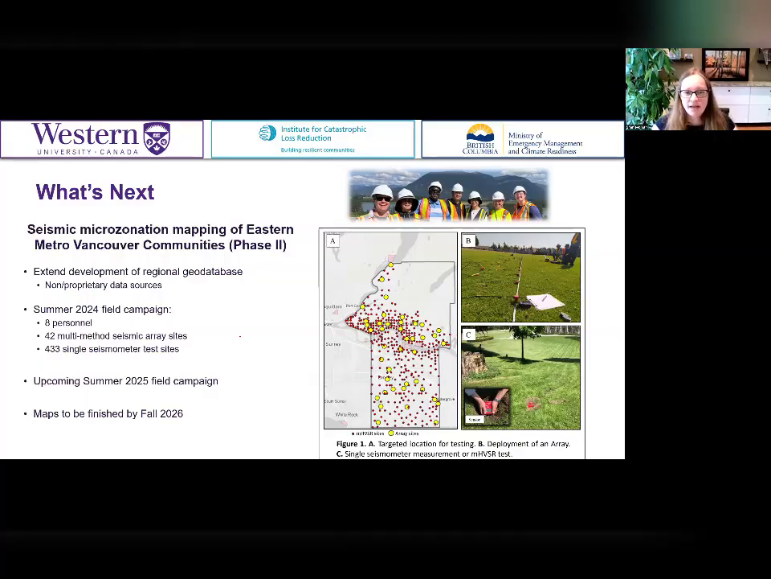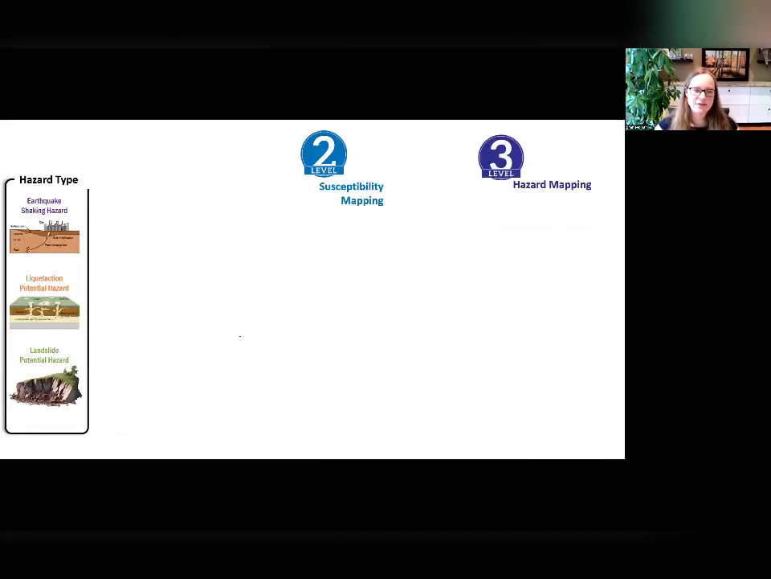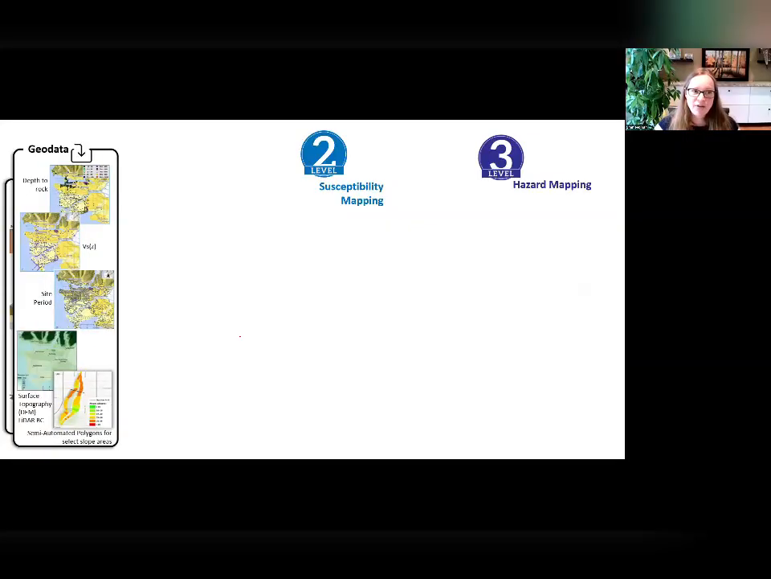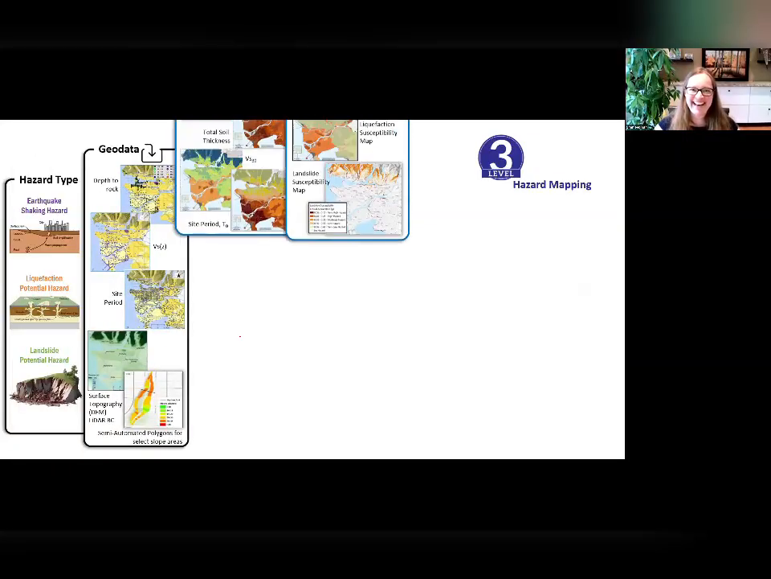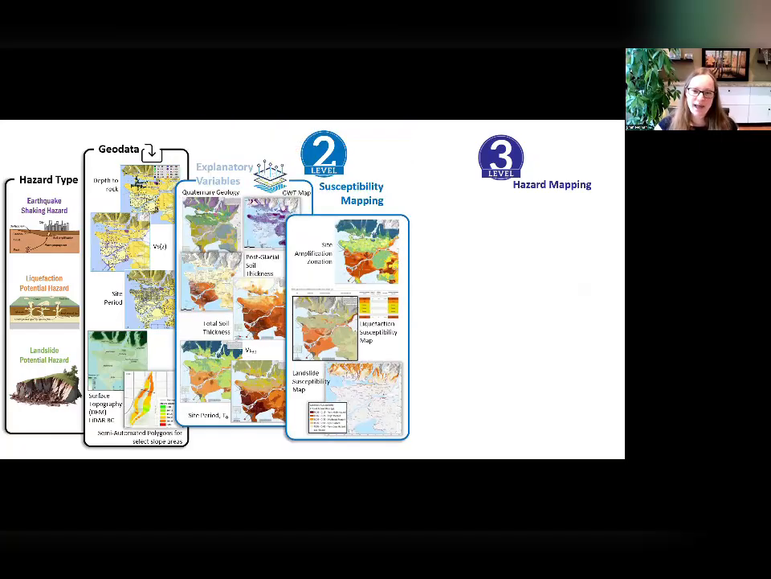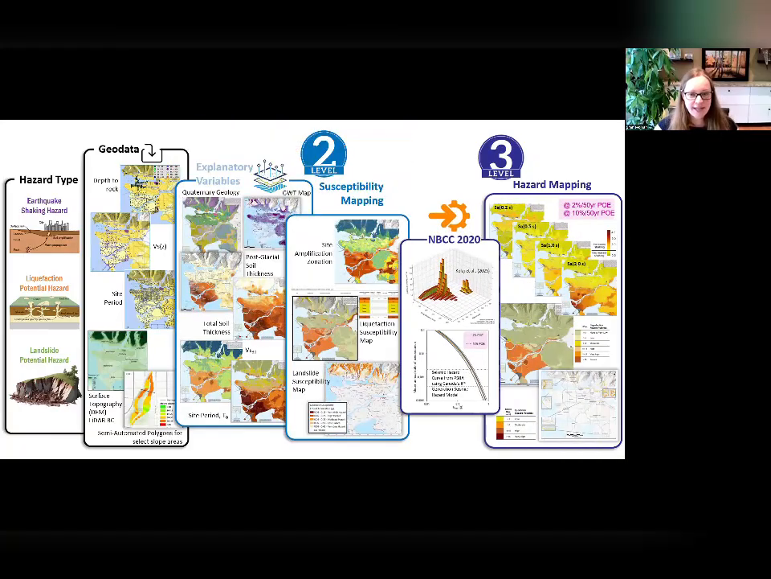So we're not done. We keep working on the eastern communities in Metro Vancouver. We were out last summer, a team of 8, collecting more measurements to ensure we have geodata for those locations. So hopefully now you understand what went on and how we achieved so many maps, and that not all the maps are the same, and they can't all be treated equally. Some of them are much more sophisticated than others.